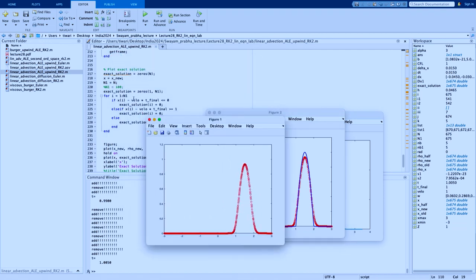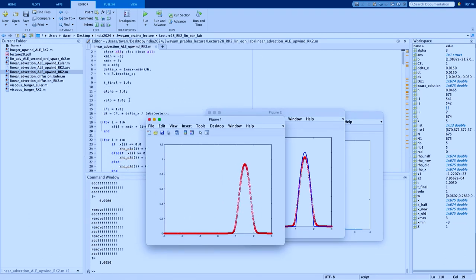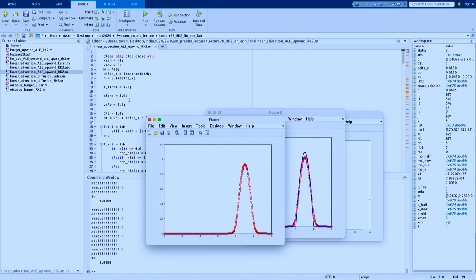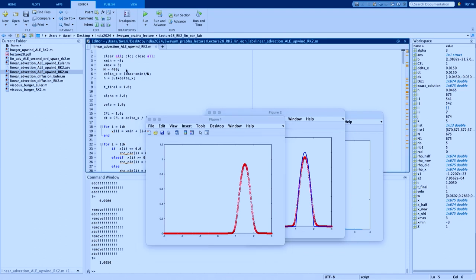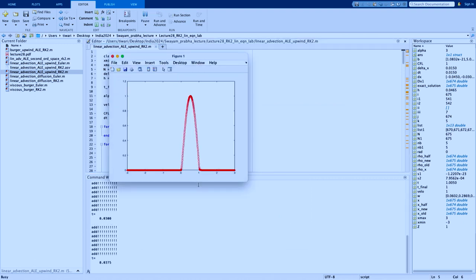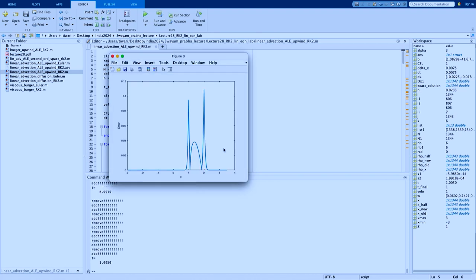So we may have to go further, because I have taken a large domain, from -3 to 3. So let us take now once more 800. Then we may be able to see the error smaller, and the exact and numerical solutions very close. Now the error is not going down that much. The maximum error is 0.12, 0.1.